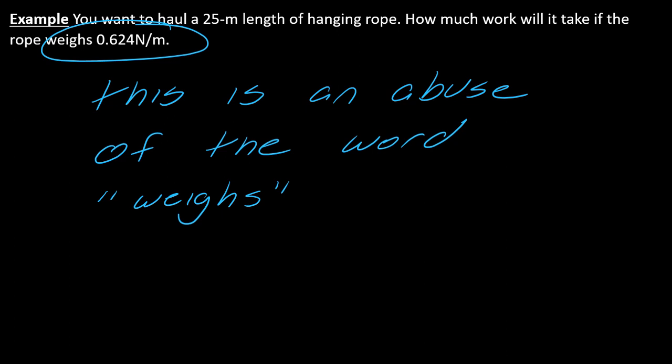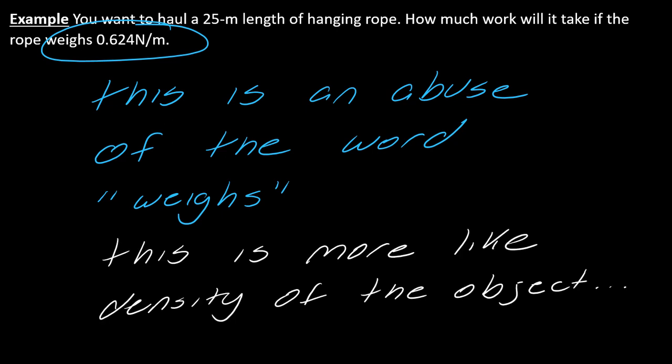Our book uses the word "weighs" a lot, and I think this is actually an abuse of the word weighs. So this is more like the density of an object. When you see these kinds of metrics, think of it more as density, even though they use the word weighs. I don't even worry about this word; I'm paying attention to the units. I notice that this says Newton meters or Newton over meter, so this is an enormous cue of how to set up my function.